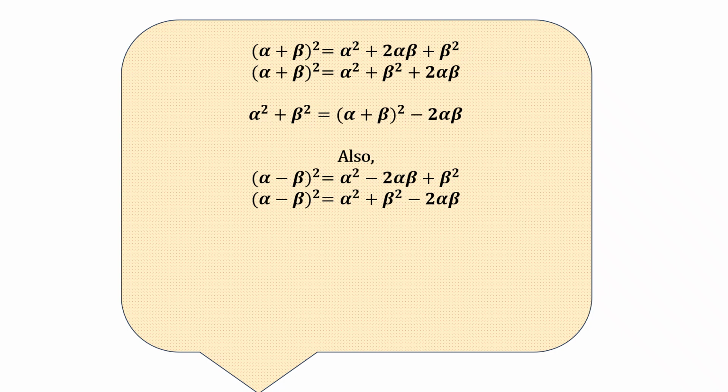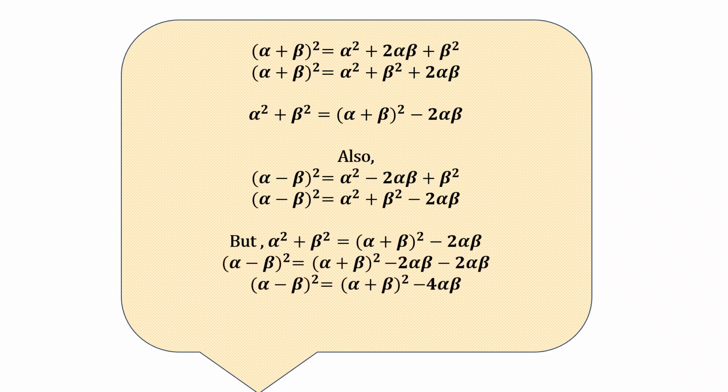Well, we've already found alpha squared plus beta squared. So let's substitute that into alpha minus beta all squared is equal to alpha squared plus beta squared minus 2 alpha beta. So alpha squared plus beta squared is equal to (alpha plus beta) all squared minus 2 alpha beta. Putting that into this one, we get alpha minus beta all squared is equal to alpha plus beta all squared minus 2 alpha beta.